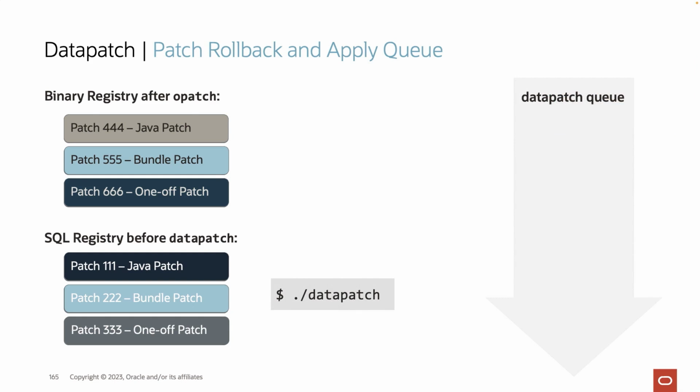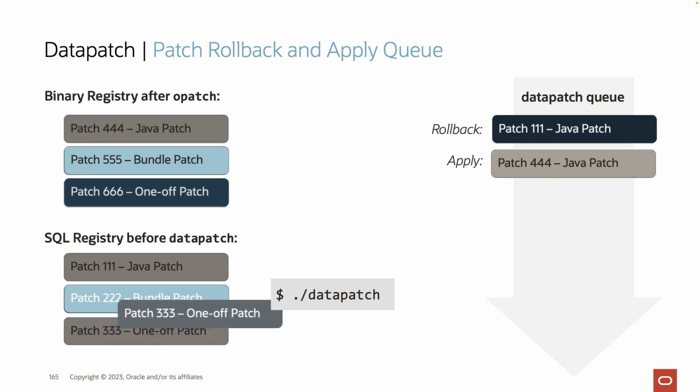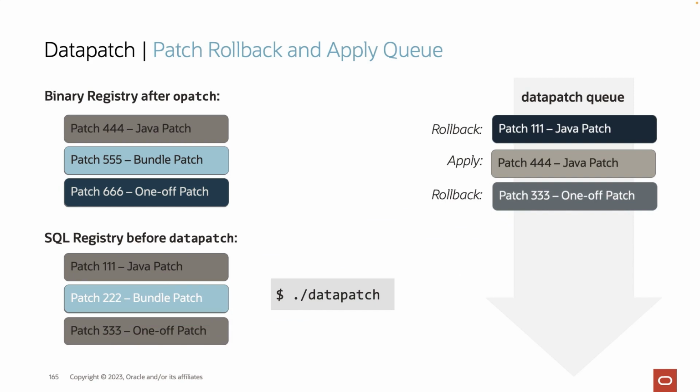So imagine now we call Datapatch. The first thing we are going to do is the Java patches because they have a higher priority. So first we roll back patch 1 because we don't have it on the binary, but we have it in the dictionary. And then we apply patch 4 because we do have this patch on the binary, but not on the dictionary. We do this to align the dictionary patches with the binary patches. The next step is to do the other patches because, as I said, Java patches have a higher priority. So first we are going to roll back the one-offs, and in this case, we roll back patch 3 because it's not present on the binary layer.